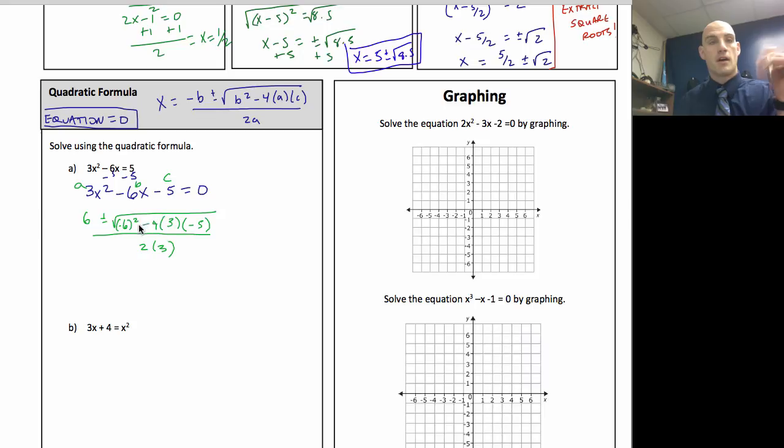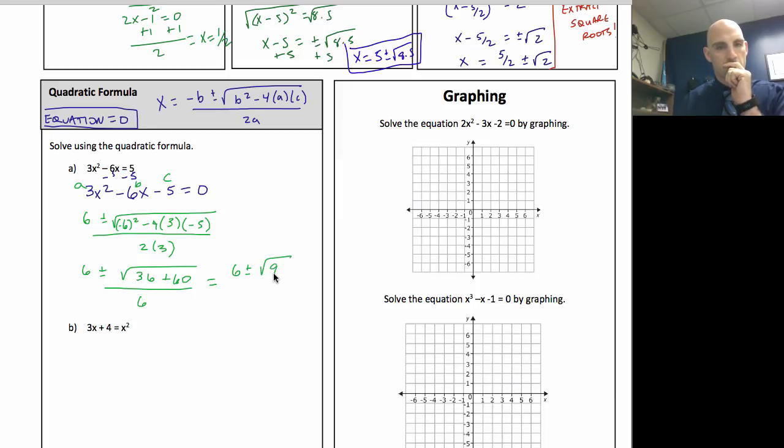Now it's just a simplification game. Notice, I've got two answers here. Just like in all these other ones, I've got two answers. So, 6 plus or minus the square root of 36. And then this would be 4 times 3 would be 12. 12 times 5 would be 60, so plus 60 over 6 is equal to 6 plus or minus 36 plus 60 would be square root of 96 over 6. And I can extract the square root out of there. So 16 is going to go in 96 six times. So I've got 6 plus or minus the square root of 16 times the square root of 6. I should not have drawn that long.